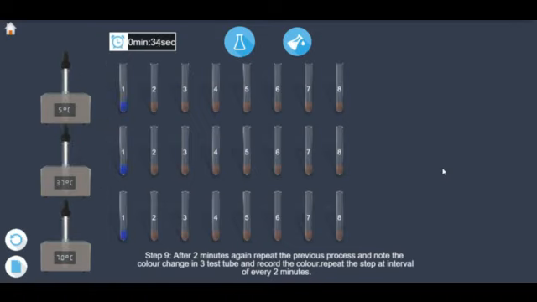Step 9. After 2 minutes, again repeat the previous process and note the color change in the 3 test tubes and record the color. Repeat the step at an interval of every 2 minutes.